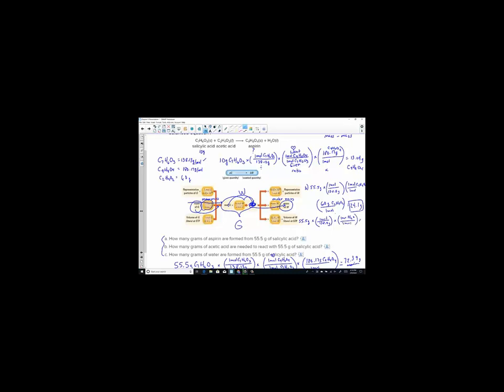But the only change now is the molar mass of water will be used in the last step. So all of that repeats, leading out to a new final answer, 55.5 divided by 138.13 times 18, the molar mass of water. And just to let you compare, 7.23 grams of water for part C.